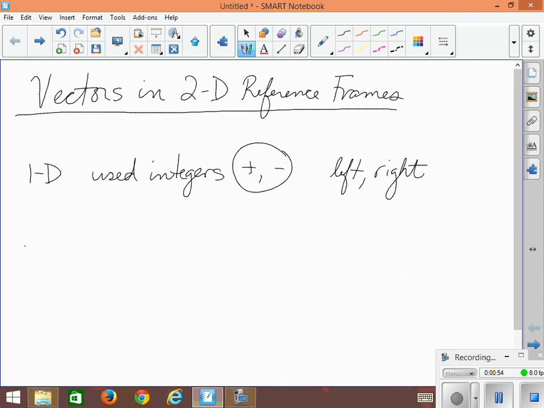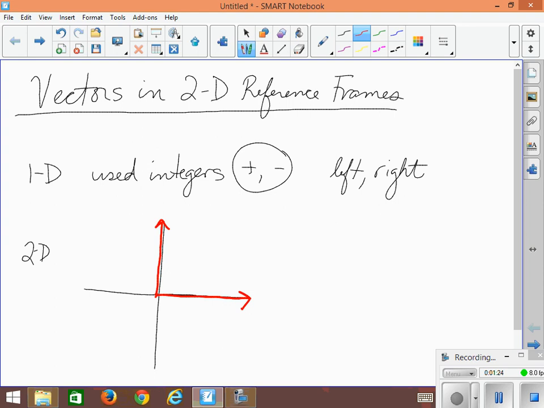In 2D, however, because you're now dealing with a planar surface, and we use the Cartesian plane as the most common model, a vector can move along the axis. Let me change colors, see it better. You could have a vector that moves along the axis. So in a sense, that's still in a linear reference frame. And you could have one that moves along this axis, also still in a linear 1D reference frame.